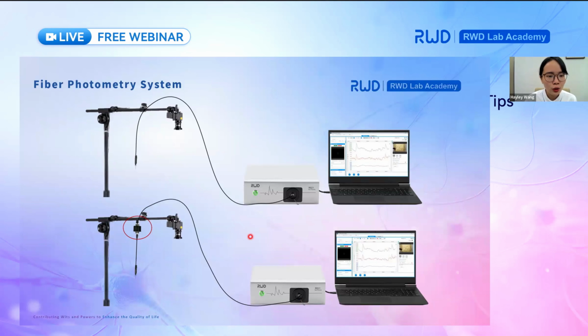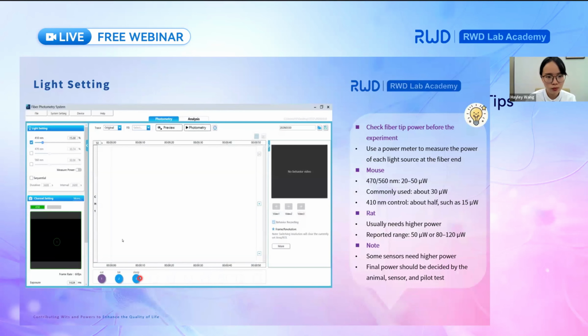So after preparing the required consumables, the next step is to connect the system. The connection starts from the main unit, then to the fiber. And if a rotary joint is needed, connect the rotary joint first, and then connect the fiber. Now we can move on to the signal acquisition.